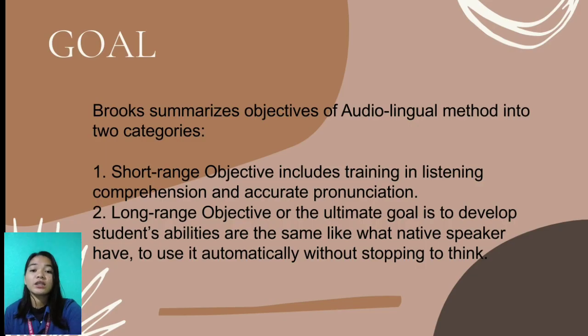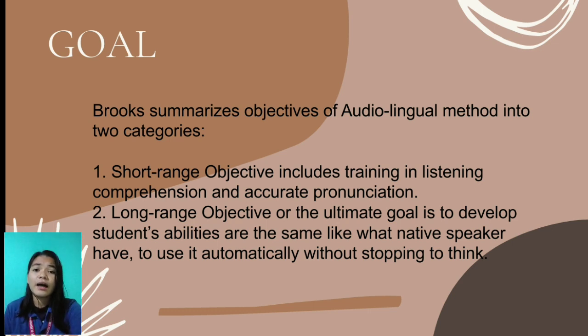So next is the goals. Brooks summarizes the objectives of the audiolingual method into two categories. First, we have the short range objective, and the second one is the long range objective. In short range objectives, learners practice listening comprehension of the target language, correct pronunciation, recognition of printed speech symbols, and the ability to reproduce these graphic symbols in written form.